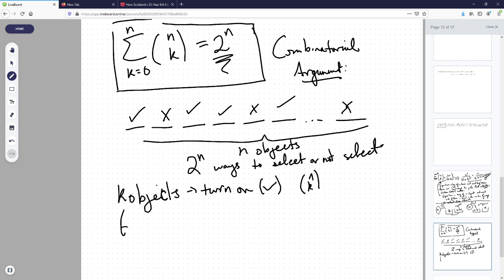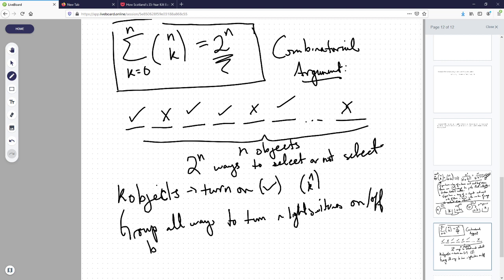They can all be grouped by the number of objects that are turned on. So we can group all the ways to turn n light switches on or off by the number of switches that are on.